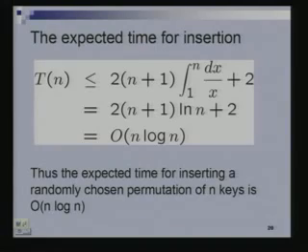Recall we saw the worst case was n squared. There is a particular permutation which is just put the elements in increasing order. For that, the total time for insertion is n squared. But the average time is n log n. And what is the best time? The best time is also n log n.